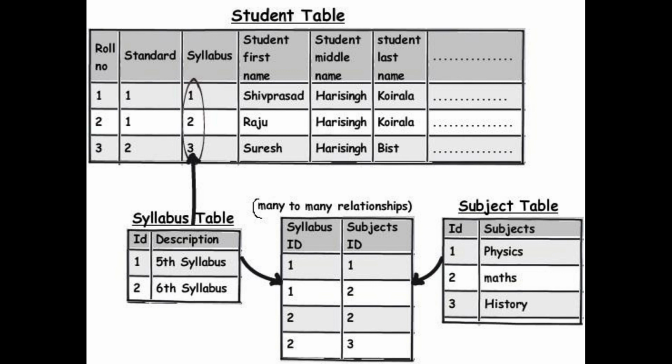Each table in a database is designed to hold data that is related to a specific domain, such as student data or subject information. Tables are linked together through relationships, which allows data to be accessed and combined from multiple tables in a single query.